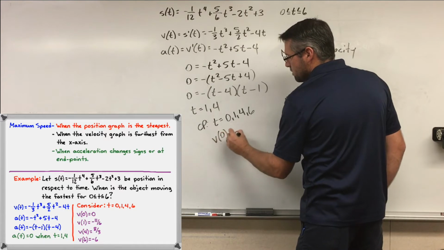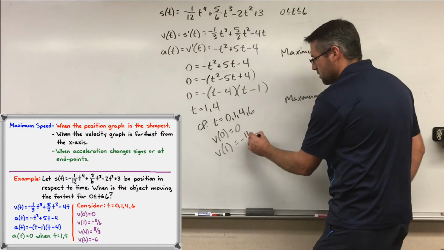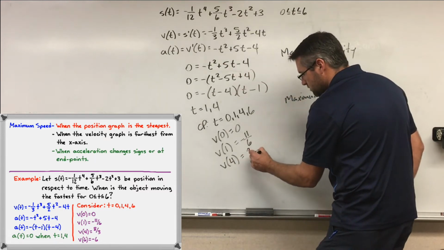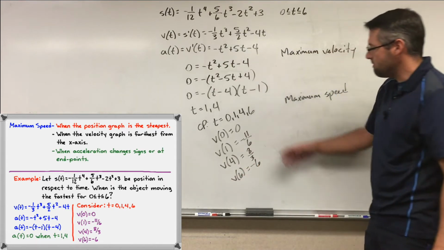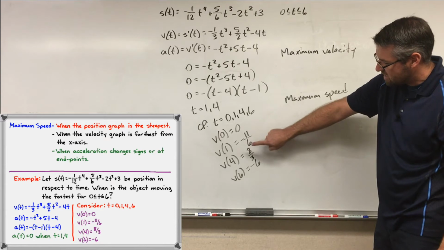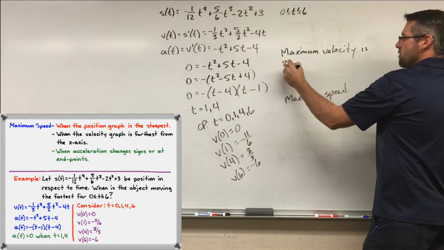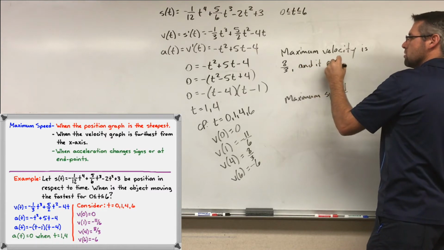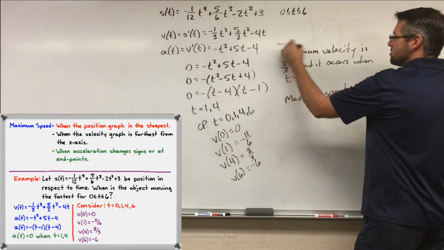We got v of 0 is 0. V of 1 was negative 11/6. V of 4 was 8/3. And v of 6 was negative 6. So which one is the maximum velocity? Since these are all the potential maximum velocities, which one's the maximum? Well, 8/3 is the highest velocity value. So the maximum velocity is 8/3, and it occurs when t equals 4. Okay, so that's my maximum velocity.